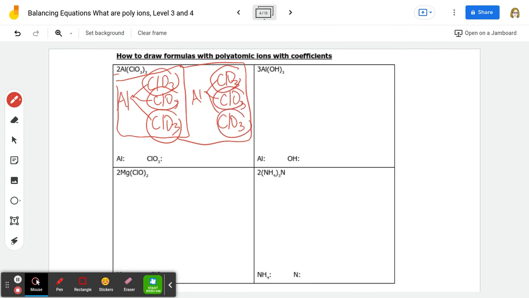And when you do your inventory, you're going to see that you have 2 Als, and you count your circles of ClO3. Because you drew that twice, you have 6 groups of ClO3. So that's how this assignment works.